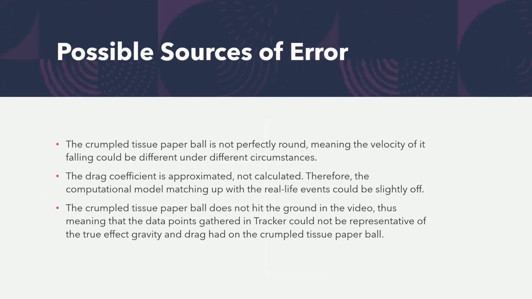Some possible sources of error: the crumpled tissue paper ball is not perfectly round. It has some holes, places where it's not perfectly round, meaning the velocity of it falling could be different under different circumstances. The drag coefficient is approximated, not calculated, so the computational model matching real life events could be slightly off. And the crumpled tissue paper ball does not hit the ground in the video, so the data points gathered in Tracker cannot be representative of the true effect gravity and drag had on the ball.